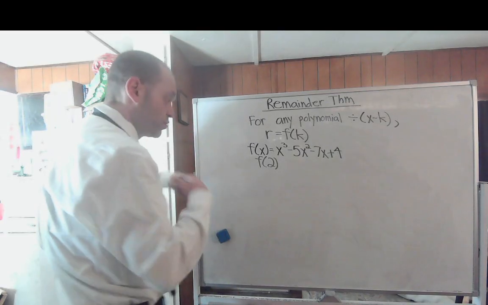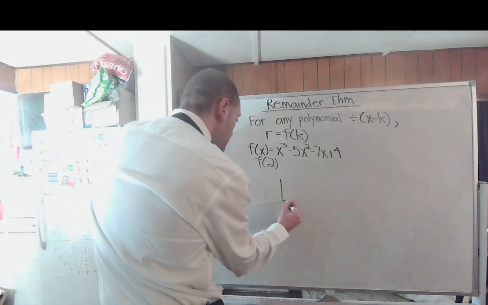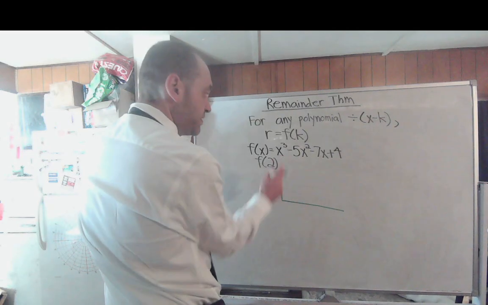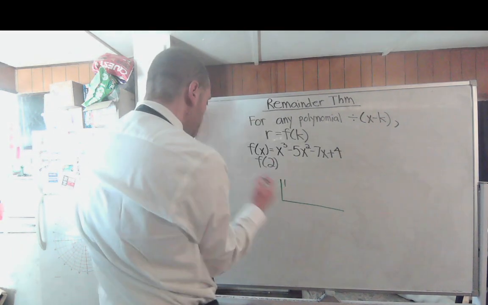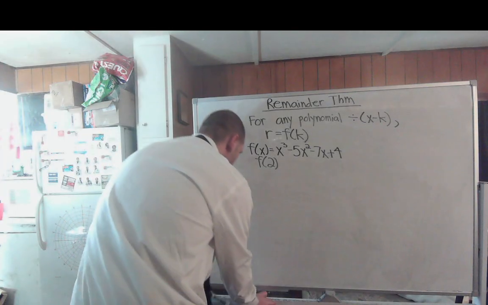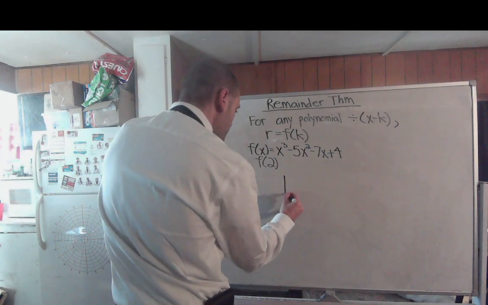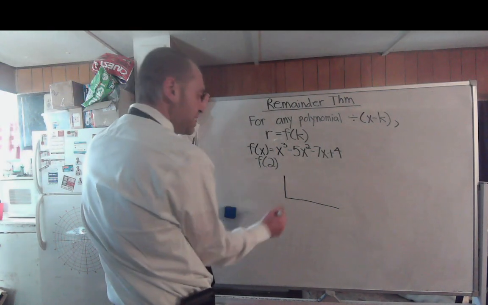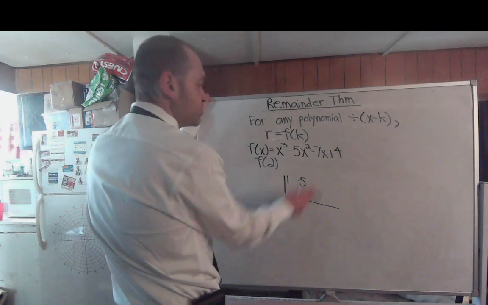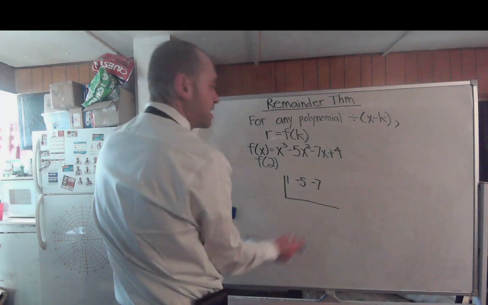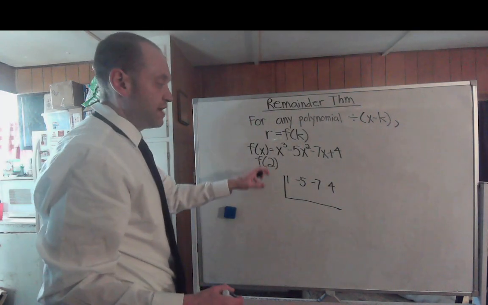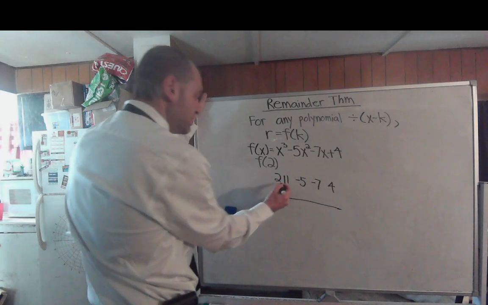So that means I'm going to take this polynomial, put that as my dividend. Let's make my table better here in black. Okay. The coefficient on x to the third is 1. The coefficient on x squared is -5. The coefficient on x to the first is -7. Then my constant term is +4. You have the f of 2, so you're dividing everything by 2.